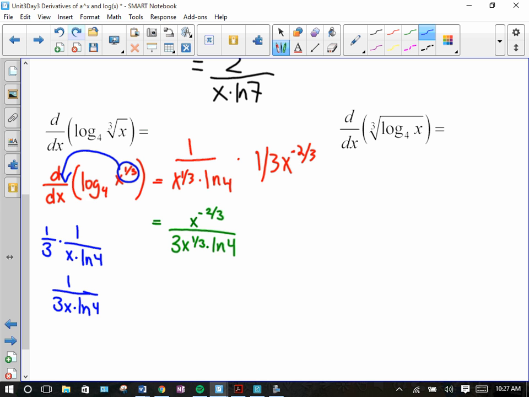But then I got concerned: it doesn't look the same as that one, why not? Then I realized that if we continue to simplify this, we have a negative exponent up top, right? So we bring that down and it's 1 over 3 x to the 2/3 times x to the 1/3 times natural log of 4. These two combined, add 2/3 with 1/3 is 1, so 1 over 3x natural log of 4.